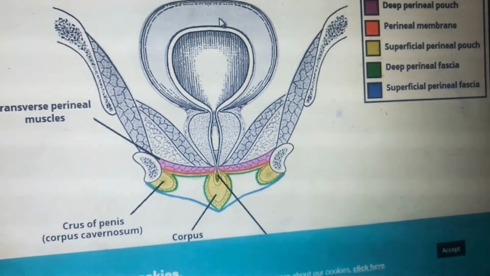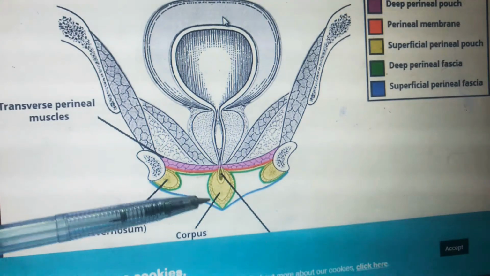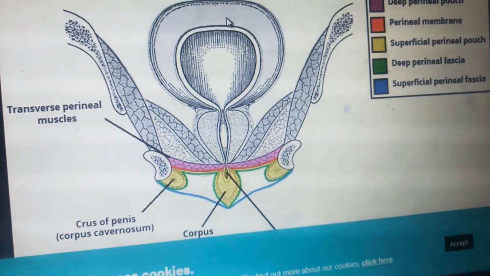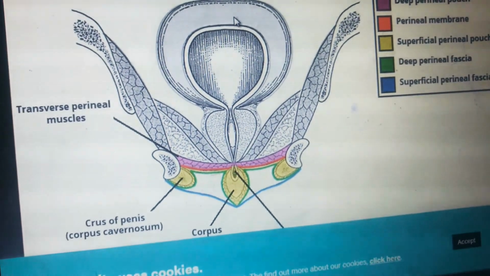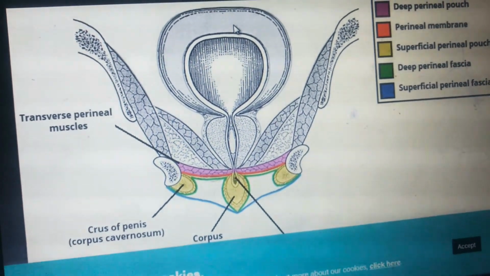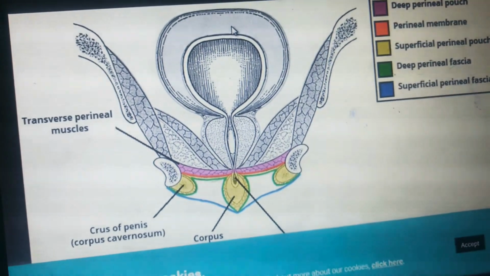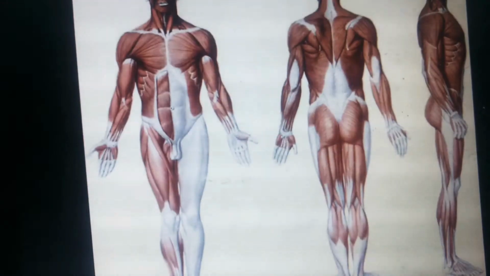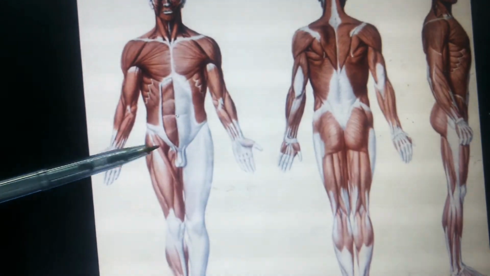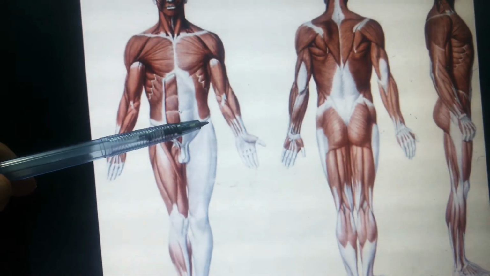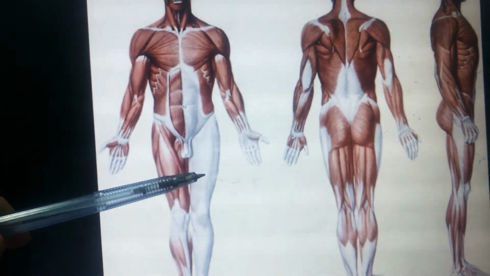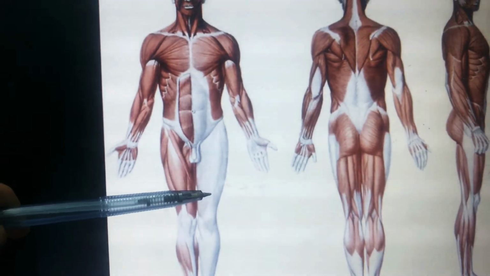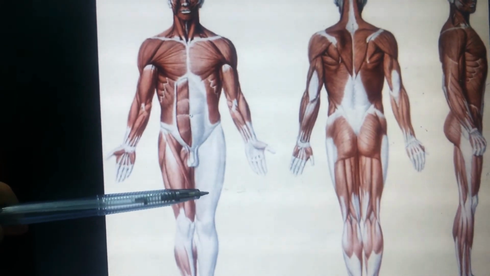Let me tell you one thing, that this superficial perineal fascia is divided into two layers. One is going to be your fatty layer, another one is going to be your deep membranous layer. The fatty layer is going to enter into the anterior portion of the thigh. This fatty layer of the superficial perineal fascia is going to enter onto this anterior superficial fascia of the thigh, and it's going to continue with it.